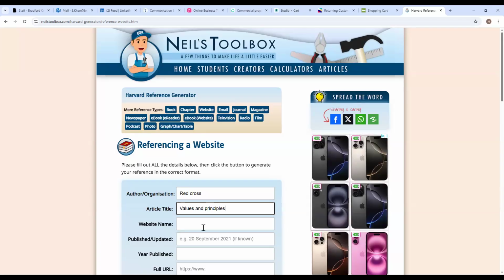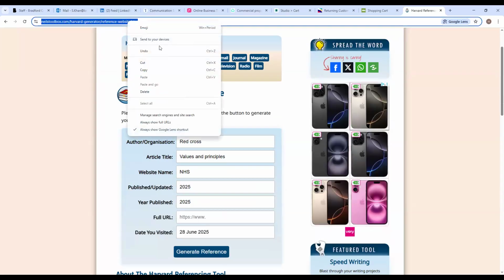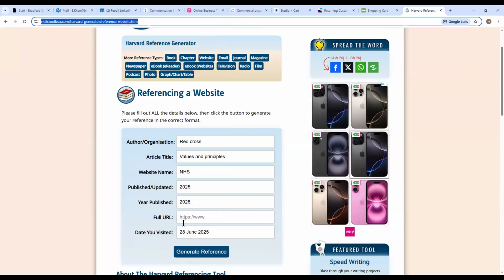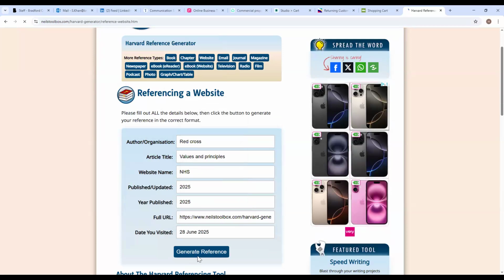Principles. Website name is NHS, let's put NHS. And published 2025, we don't know. Year of publication is 2025. And then you just copy the address from the URL, put it in that, and you paste it, okay? So now you'll generate it.